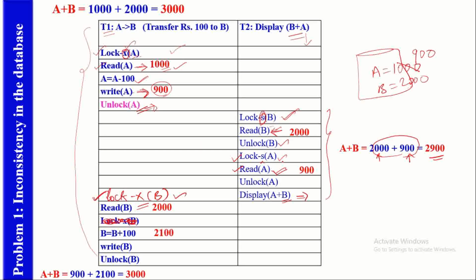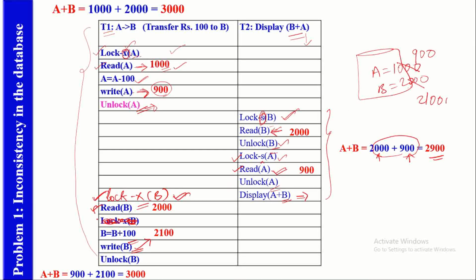Here this transaction also unlocked the lock on A, and T2 also unlocked both the data items A and B. So no transaction is currently holding a lock on any of the data items. So this request will be granted, and now it can perform the read operation. When it reads the value, it observes that the B value is 2000. After B equal to B plus 100, the B value becomes 2100. So when this write operation is executed, 2000 is updated with the value 2100.